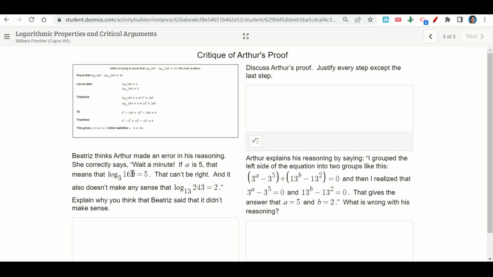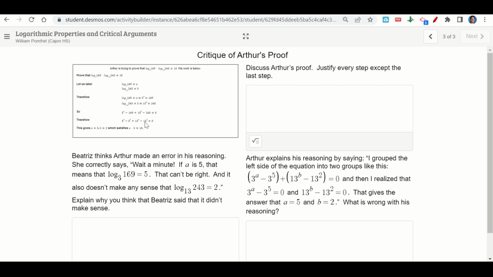Now Beatrice thinks Arthur made an error in his reasoning and says that if a is 5, that means that log base 3 of 169 is equal to 5, and that can't be right. And it also doesn't make sense that log base 13 of 243 is equal to 2. You have to decide, is Beatrice right? And if so, why? Arthur then explains back to Beatrice why he thinks he's right, and you're going to decide whether he is correct or not, and if not, what's wrong with his reasoning.